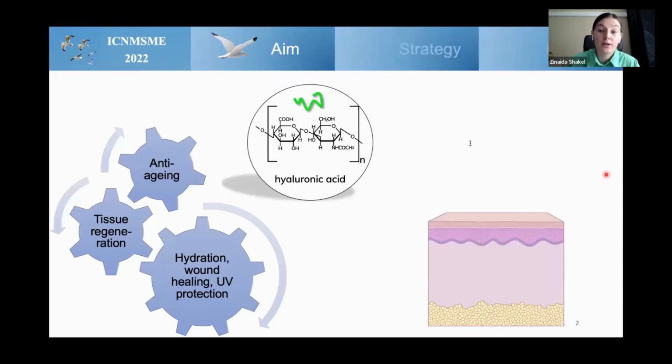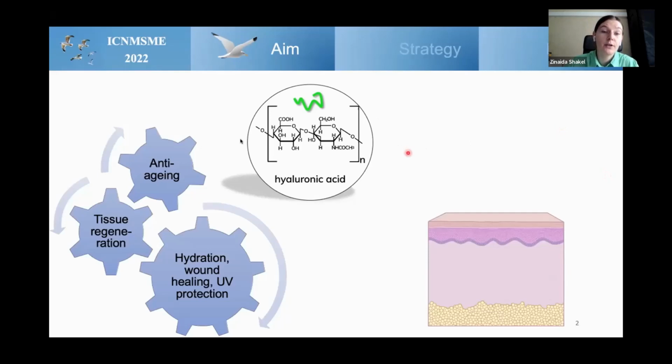Also, hyaluronic acid is used in medicine, for example, as artificial tears to treat dry eye or to cure osteoarthritis of the knee via intra-articular injection. Hyaluronic acid is a common ingredient, as I mentioned before, in skincare cosmetics. It is also used as a dermal filler in cosmetic surgery.